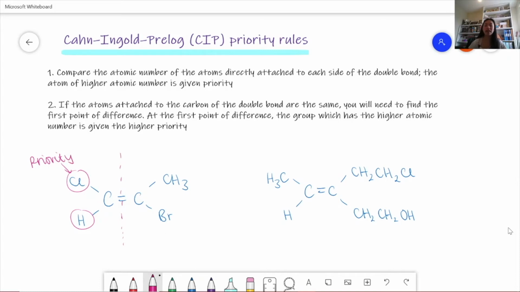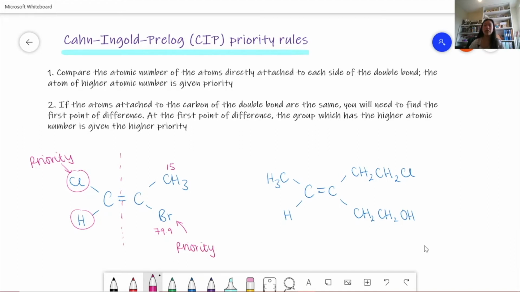And then now looking at the other side, bromine has an atomic mass of 79.9. And then for CH3, we have 3 plus 12, which is 15, and so bromine must take priority.